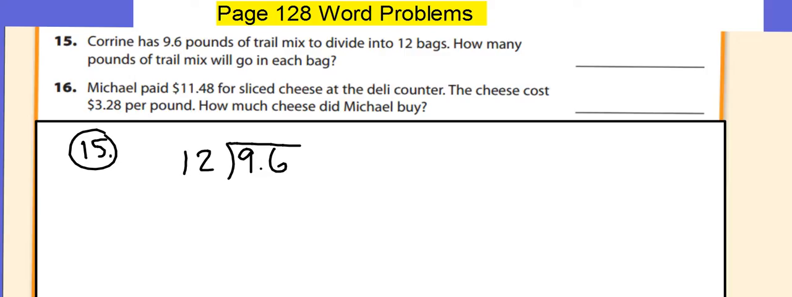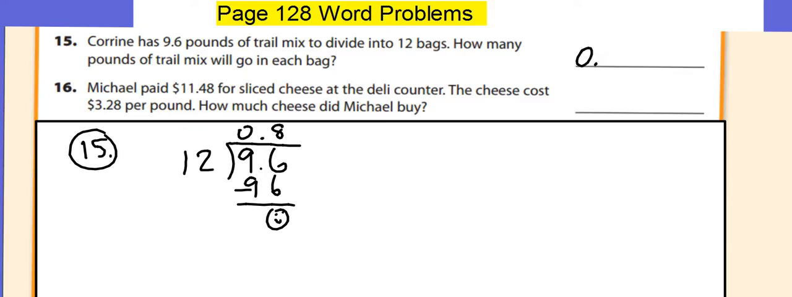12 goes into 9 0 times. Now we're asking ourselves, how many times does 12 go into 96? Your multiplication chart shows you that 8 times 12 is 96, so I'm going to put an 8 here. 8 times 12 is 96, and I get no remainder. That's our symbol that we're done. I put a smiley face there. So I get 0 and 8/10, and I'm going to record that on my line.